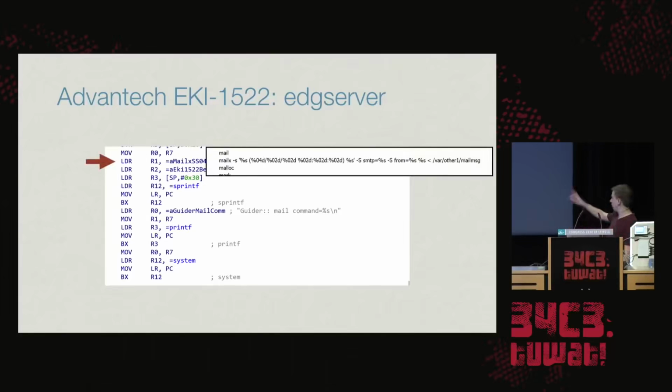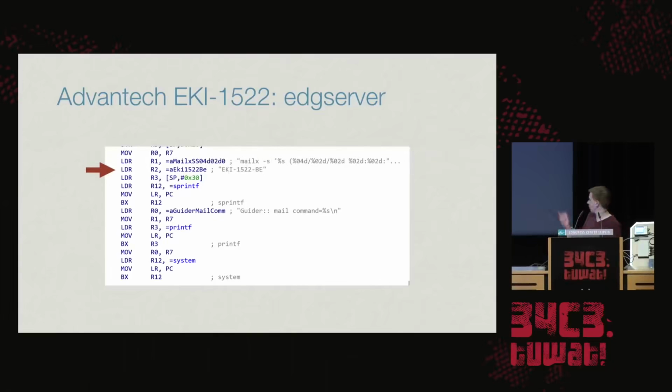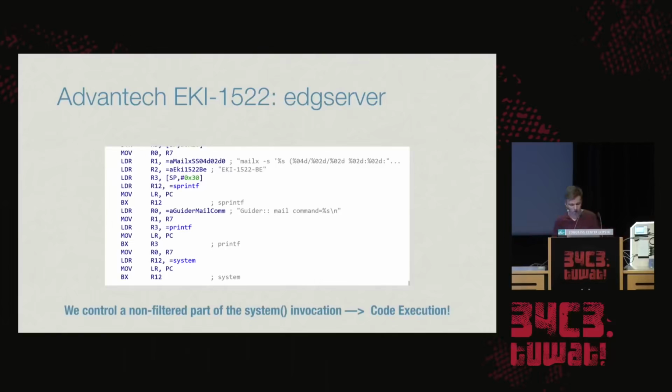The full command invocation is mailx -s and so on. And we have control over some parts of this string because we can configure the to address in the UI. If we look at what's happening here, it basically sets up this format string, then it includes the subject, and then it gets some arguments from the stack and calls into system. There's no filtering going on at all, so we have an unfiltered part of the system invocation: code execution. And this was before I had the device in my hand.